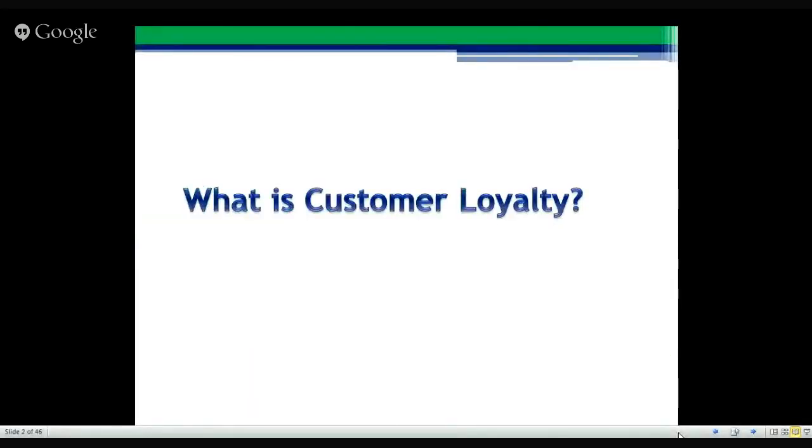So we're going to start off with the basic question of what is customer loyalty? We hear about it all the time today. It's really the new buzzword that's being thrown around in marketing. And it's important to really understand what is customer loyalty, what part of the customer life cycle does this fall into, and why is it so important? Why is it so important and imperative today to have loyal customers?